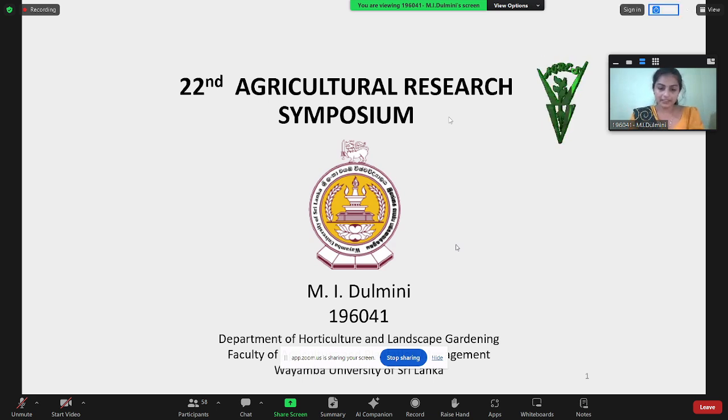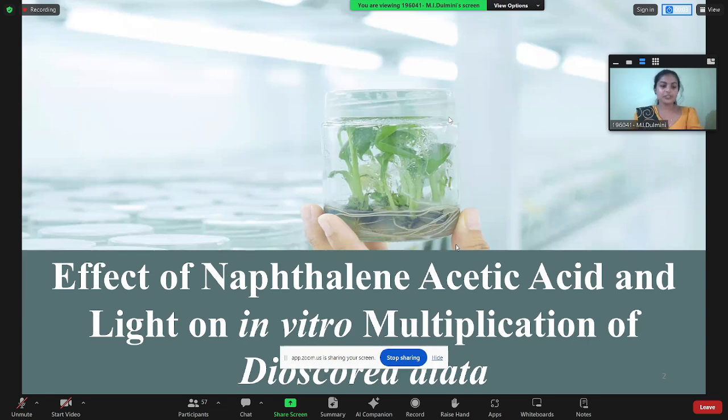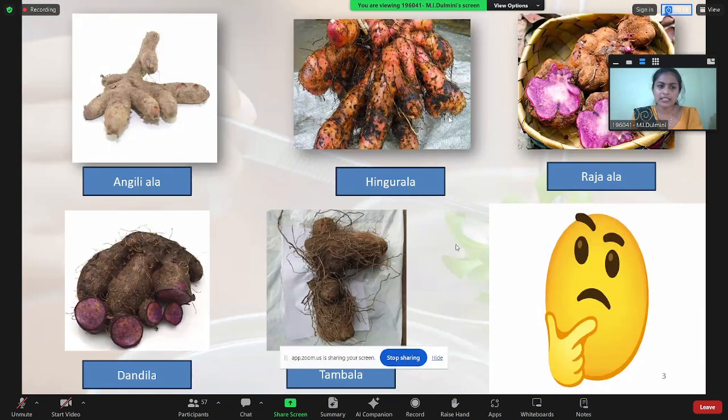Good morning, everyone. I'm Isanka Dulmini, index number 196041. Today, I'm here to share the findings of my research on the effect of naphthalene acetic acid and light on in vitro multiplication of Dioscorea alata. Do you know the names of these yam varieties? Angiliala, Hingurala, Rajala? I think most of your answers are no, just like me before starting this research.